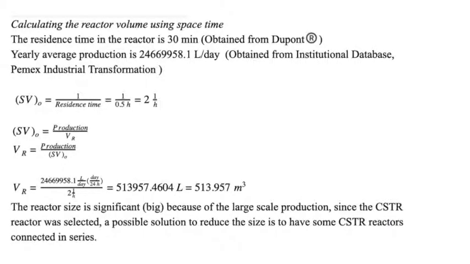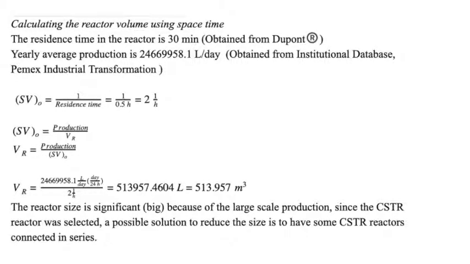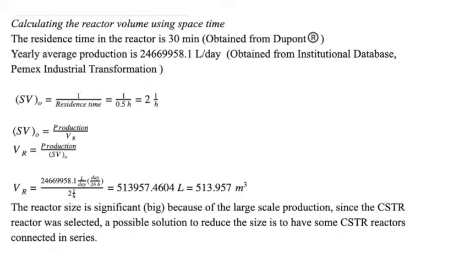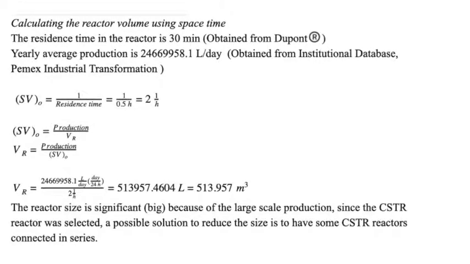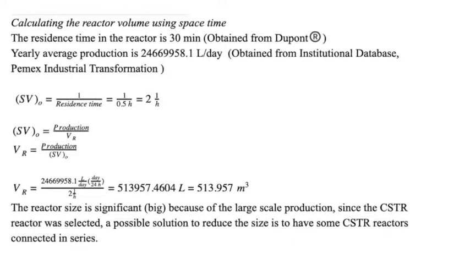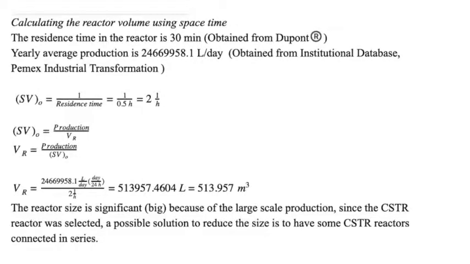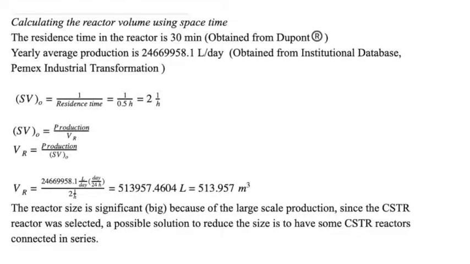Calculating the reactor volume. From DuPont data, it was found that the residence time for the alkylation process is 30 minutes, and from Pemex, we obtained the daily production of gasolines. From this data, the reactor volume calculation can be started.